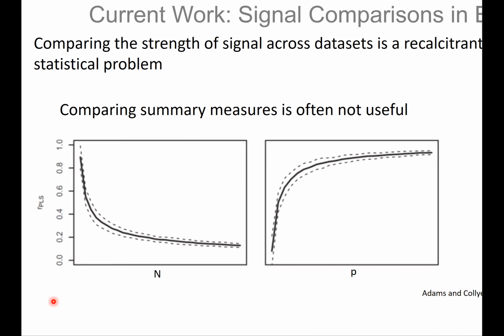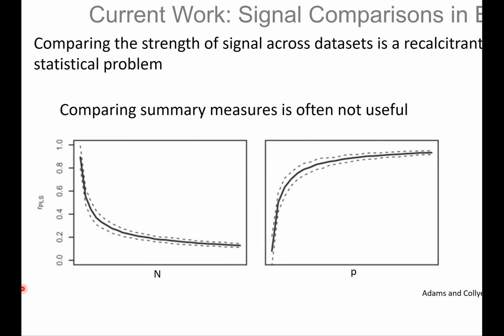And so what I'm illustrating here is a common measure of signal. This is a type of correlation coefficient, a multivariate correlation. And these are generated from random data. And this shows a problem with comparing summary measures. So what you see here is that the expected value of the summary measure decreases with sample size for this particular summary measure and increases with the number of variables. Well, that's bad because if I go out into the field and measure two populations, I'm not guaranteed to have the same sample size, right?